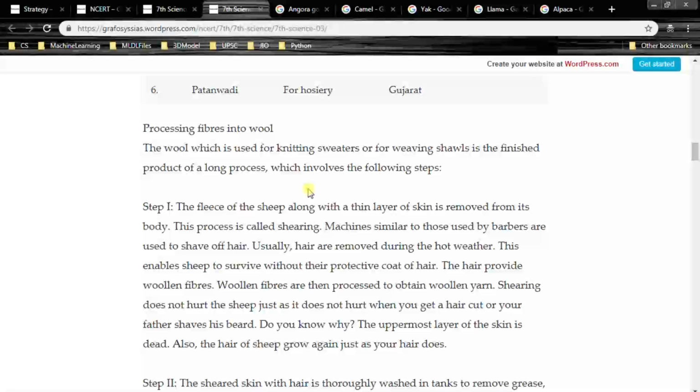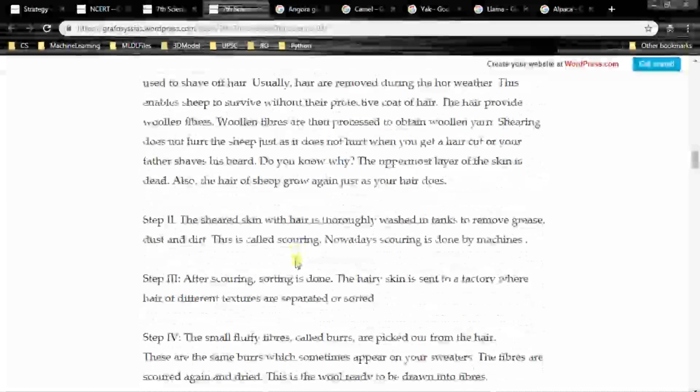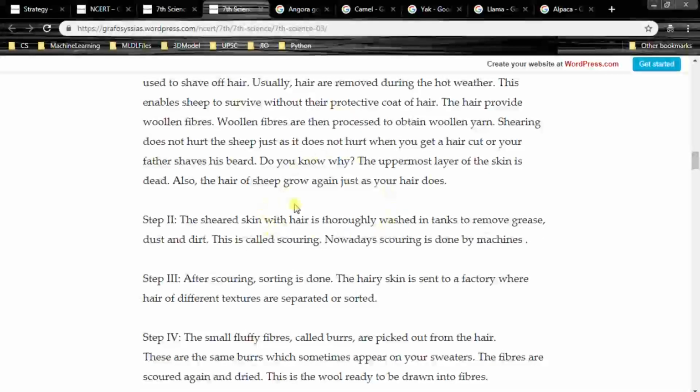Shearing does not hurt the sheep, just as it does not hurt when you get a haircut or your father shaves his beard. Do you know why? The uppermost layer of the skin is dead. Also the hair of the sheep grows again just as your hair does. So hairs are removed during summer, hair to fiber, fiber to yarn, right? These are dead cells, so they don't feel pain due to removal of this upper layer of skin.